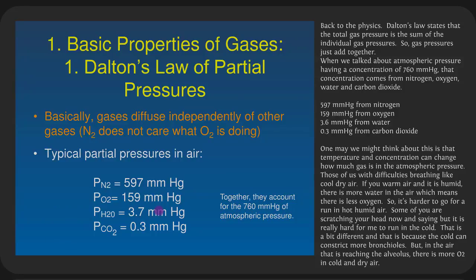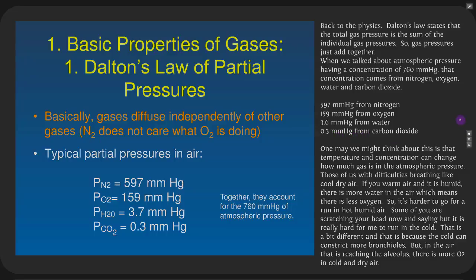Back to the physics, Dalton's law states that the total gas pressure is the sum of the individual gas pressures. So gas pressures just kind of add together. When we talk about atmospheric pressure having a value of 760 millimeters of mercury, that comes from nitrogen, oxygen, water, and carbon dioxide. I don't know that you need to have these memorized perfectly, but most of the air around us, 597 millimeters of mercury, is nitrogen. Next is oxygen at 159 millimeters of mercury. We drop off quite a bit there to 3.6 millimeters of mercury for water and 0.3 millimeters of mercury for carbon dioxide.